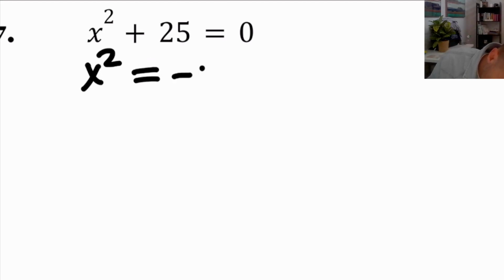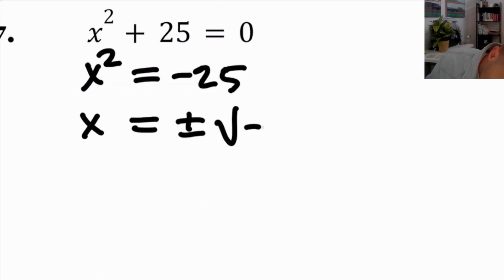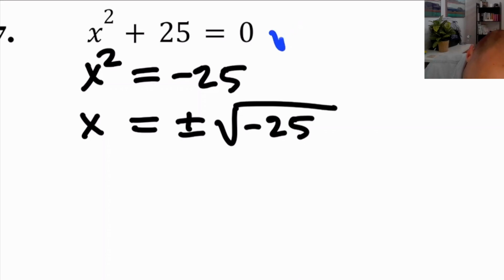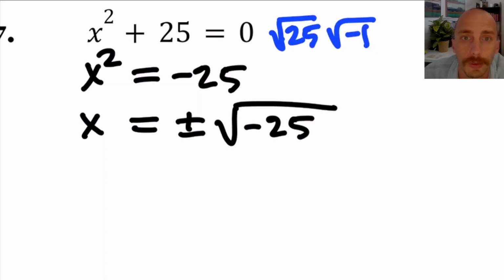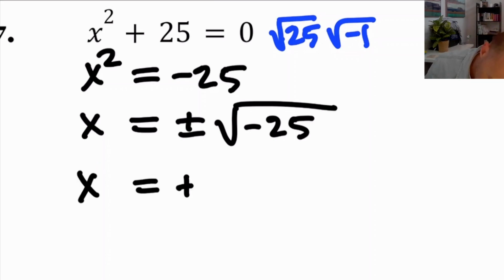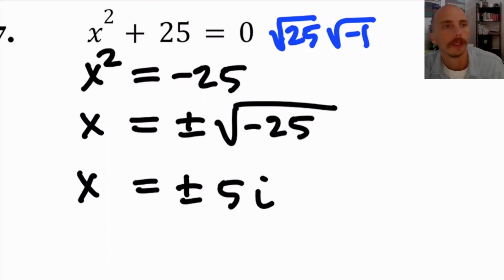Subtract 25 from both sides. Take the square root of both sides. And that's going to incur a plus or minus. Square root of negative 25 is over here. We need to simplify that, right? So square root of negative 25 is the square root of 25 times the square root of negative 1, because I know the square root of 25 is 5. And the square root of negative 1, that's i. So I'm going to go over here and say, okay, x equals plus or minus 5 times i after that simplification.